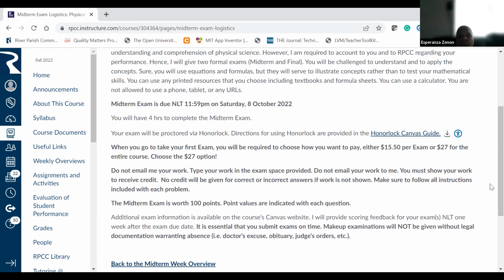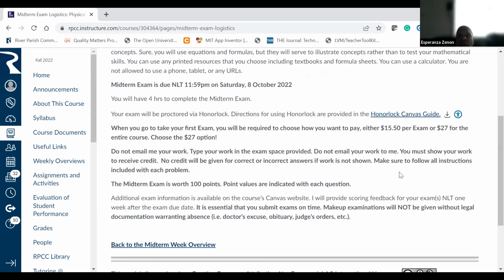Okay. And please, if there are any instructions that are particular to a certain question, make sure you follow them. The midterm exam is worth 100 points, and each question will have the point value indicated. And then about a week after you finish the exam, I'll score it and you'll have your scores available.